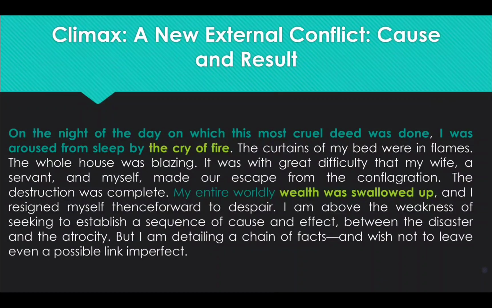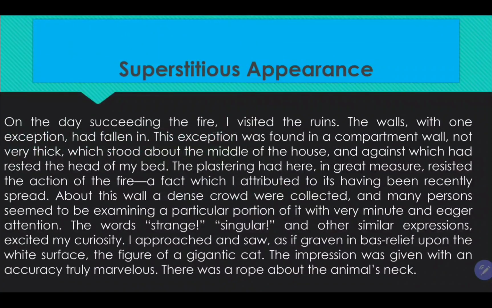Now the next paragraph shows the superstitious appearance. Again we have an example of the mad mind offering up a rational rejection of anything so superstitious that the burning of the house might be retribution for his killing the cat. However, on the following day, he visited the ruins of the house and saw a crowd of people gathered about. One wall, which had just been replastered and was still wet, was still standing. It was the wall just above where his bed had previously stood. And engraved in the plaster was a perfect image of the figure of a gigantic cat, and there was a rope around the animal's neck. This description is direct with plain expressions and simple sentences, which contribute to his analytical perspective of things.